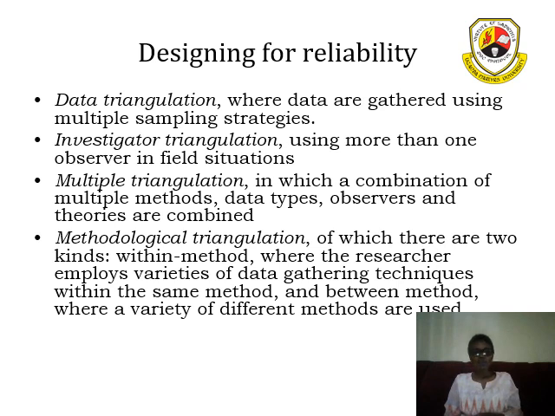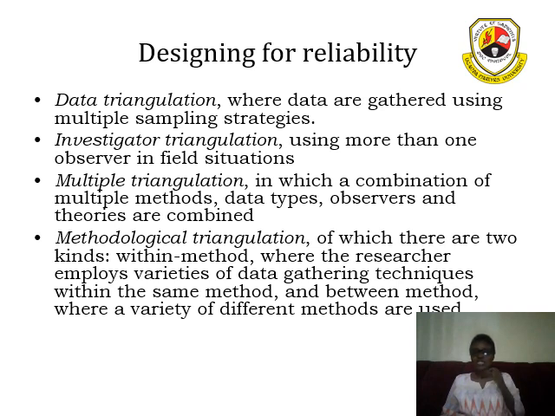You can also have multiple triangulation. This is where I use several or multiple methods and data types that we try to use. Then methodological triangulation, when you use several methods to try and come up with a conclusion. So there are times we can say, I'm going to maybe use case study, and at the same time, I'm going to use ethnography. That is basically using more than one method.